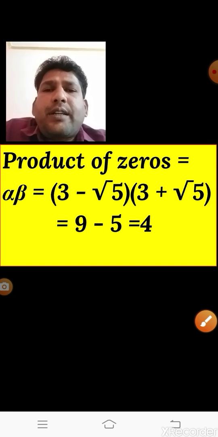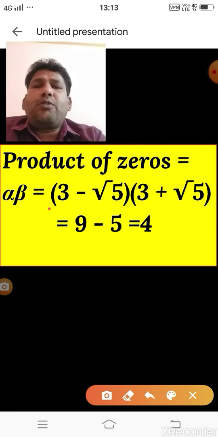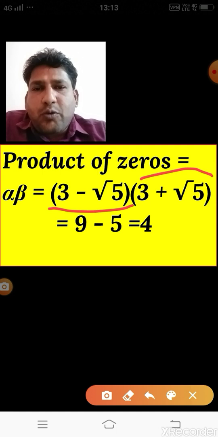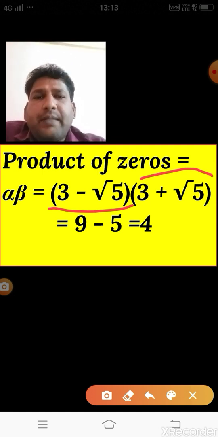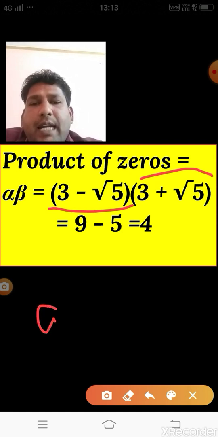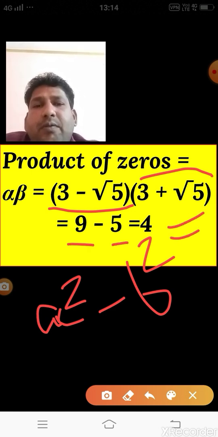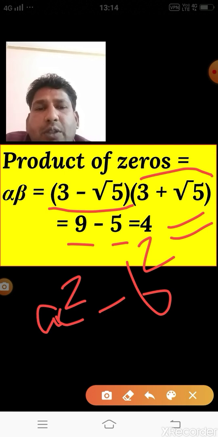And if you are getting the product of zeros, because now the zeros we have, the first zero is given 3 minus root 5, and the second we have 3 plus root 5. And if you are taking the product, then a plus b into a minus b, a square minus b square identity here we are getting, and easily on using this identity, a square minus b square as a plus b into a minus b, we are getting 9 minus 5, and 9 minus 5 is 4. Now the product of zeros we have.